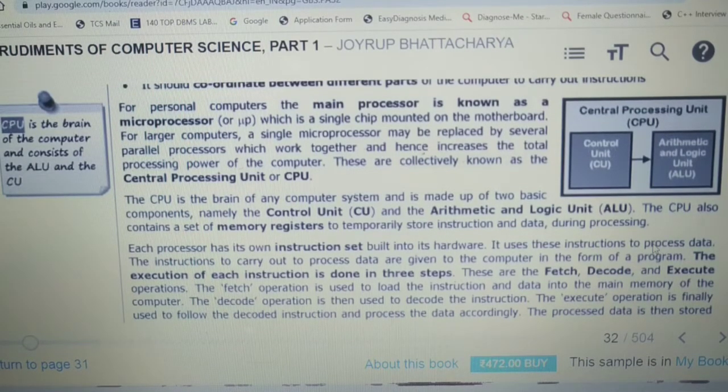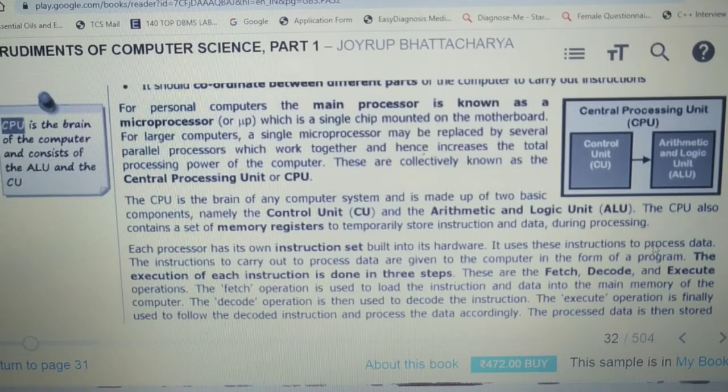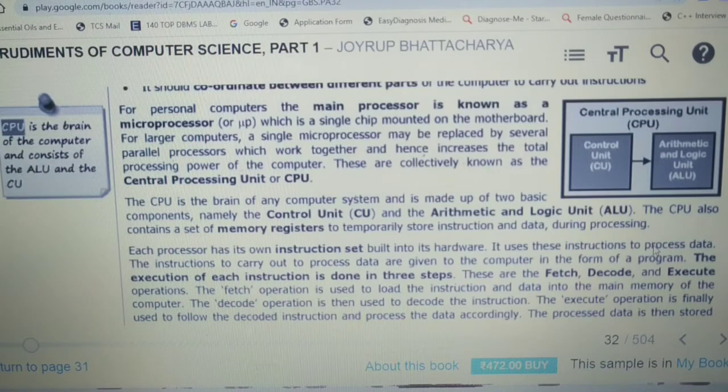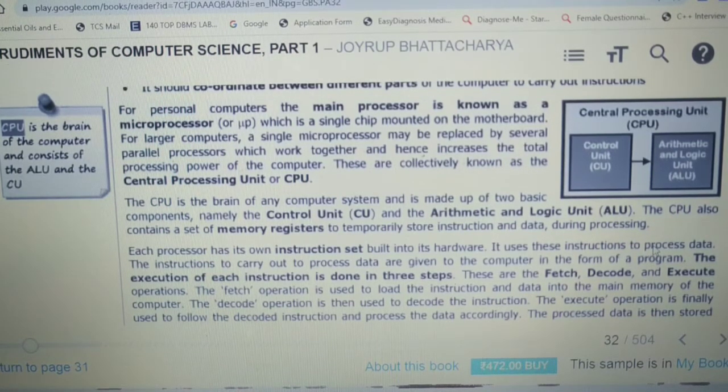So what are those steps? The steps are fetch, decode and execute. In the fetch operation, the instruction and the data are loaded into the main memory of the computer. The decode operation then decodes the instruction, that is, it finds the meaning of the instruction. The execute operation finally follows the decoded instruction and processes the data. So these are the 3 steps the CPU follows when processing the data.